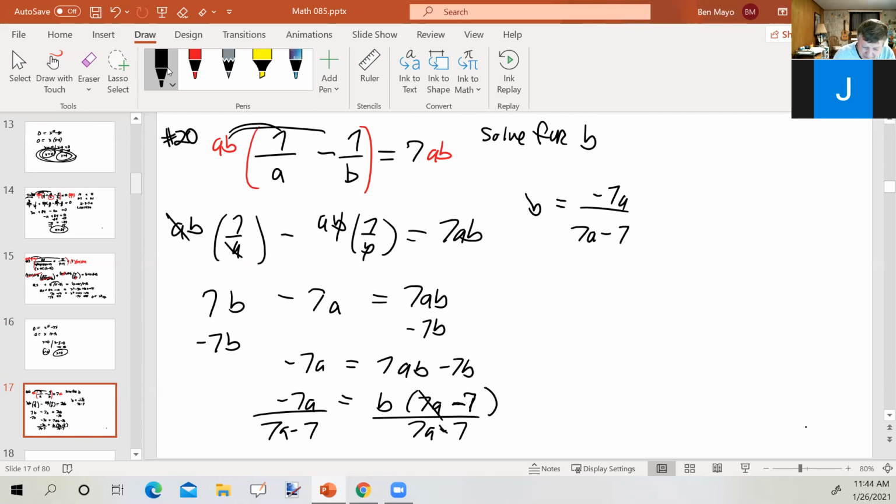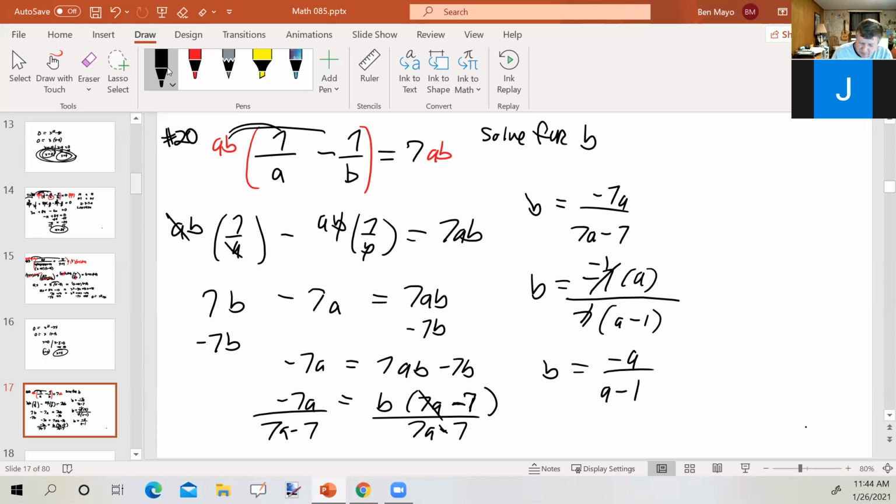But you could factor a 7 out of the top. Actually, tell you what, let's factor out a negative 7. So then we're going to get an a, and on the bottom, we'll get a minus 1. Let's see, we could reduce the negative 7 and the 7 to negative 1, so I get negative a over a minus 1. Okay?